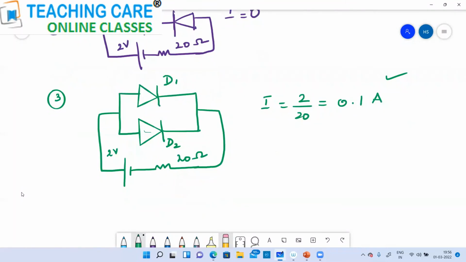That will be I net, right? We can't calculate it individually. Yes. Current we can't calculate individually for the semiconductor. Current in the circuit. Read the question. Current in the circuit. Yes, sir. Only last one.